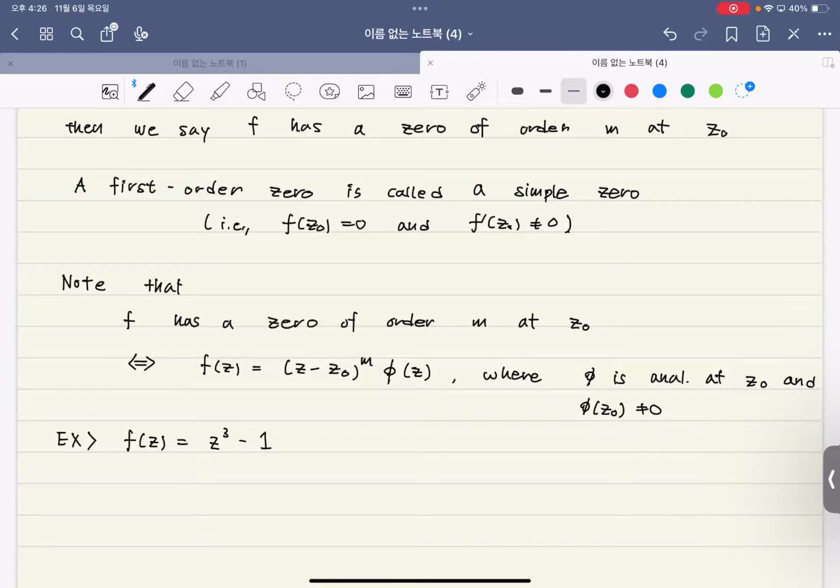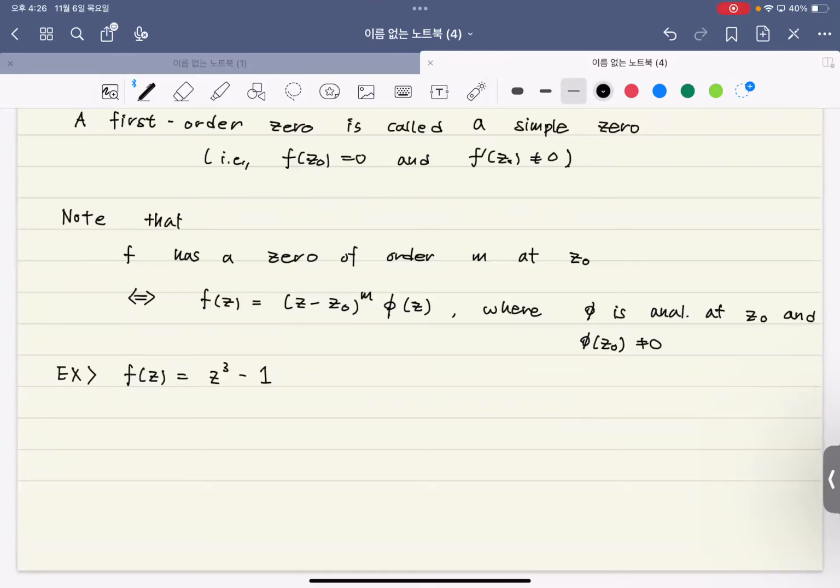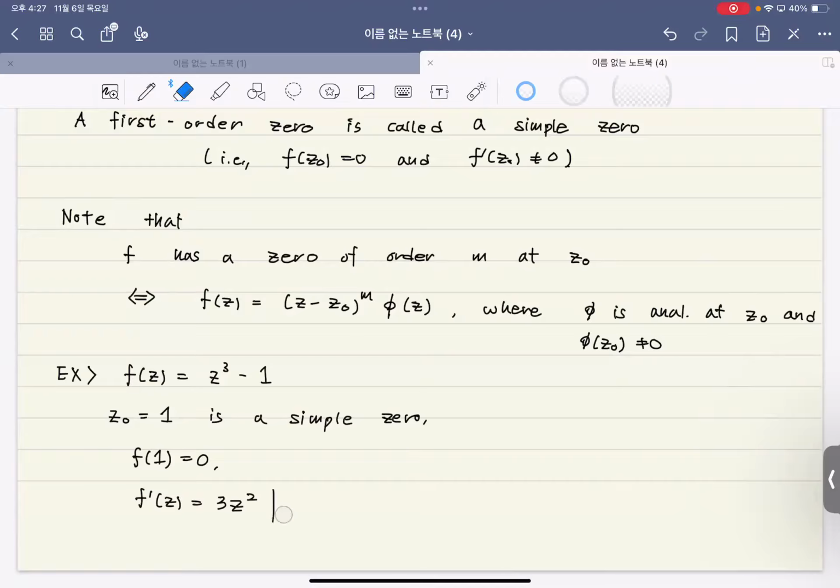Because z0 equals 1 is a simple zero, I mean a zero of order 1, because f of 1 equals 0, and f prime, which is 3 times z squared, f prime of z0 is non-zero. So this is a zero of order 1.